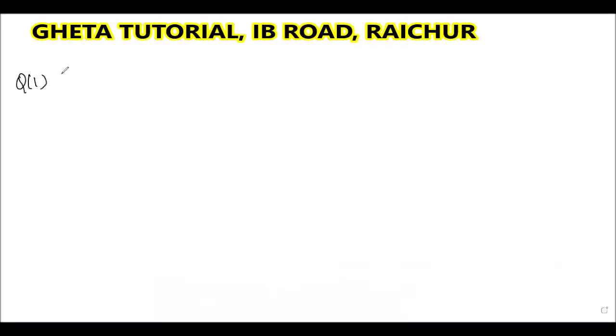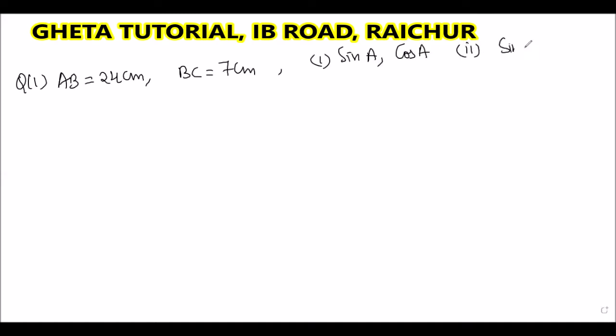Question. In the first question, AB is given equal to 24 centimeter and BC is given equal to 7 centimeter. We have to find out sine A and cos A. In the second question, we should find out sine C and cos C.